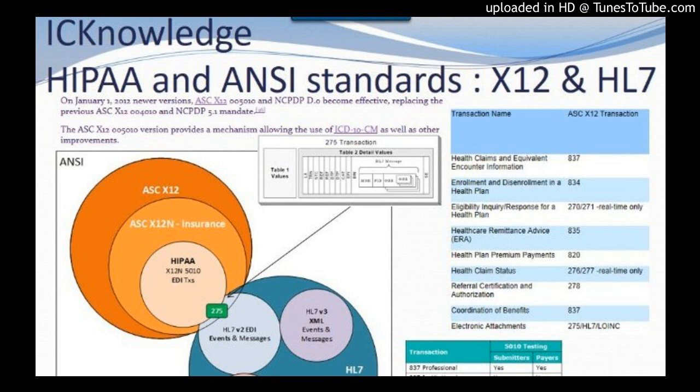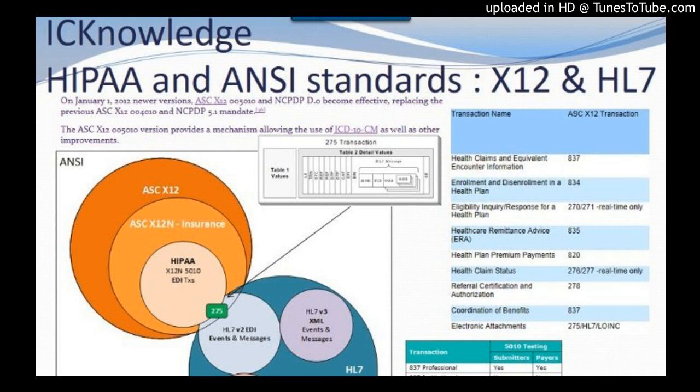What does the term HIPAA stand for? HIPAA stands for the Health Insurance Portability and Accountability Act of 1996 and its purpose is to provide healthcare coverage continuity, ensure greater accountability and simplify administrative functions within the healthcare industry.